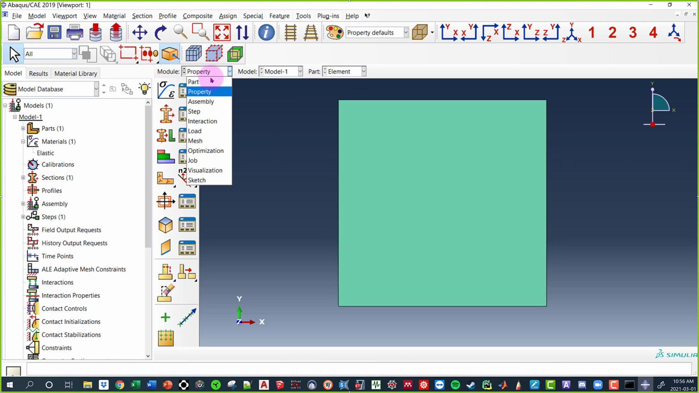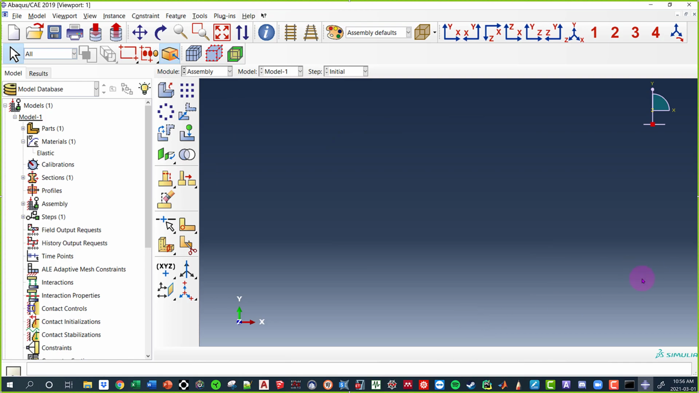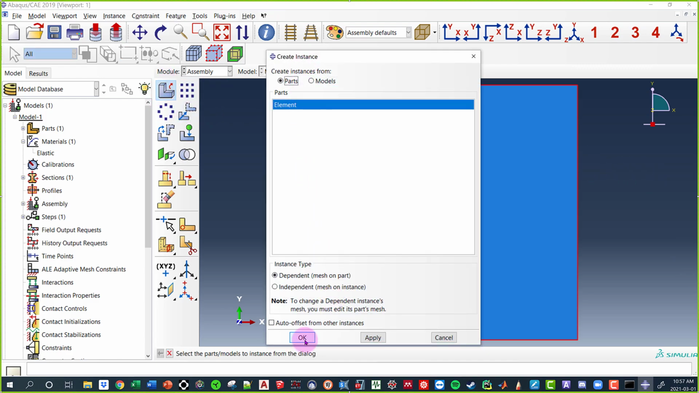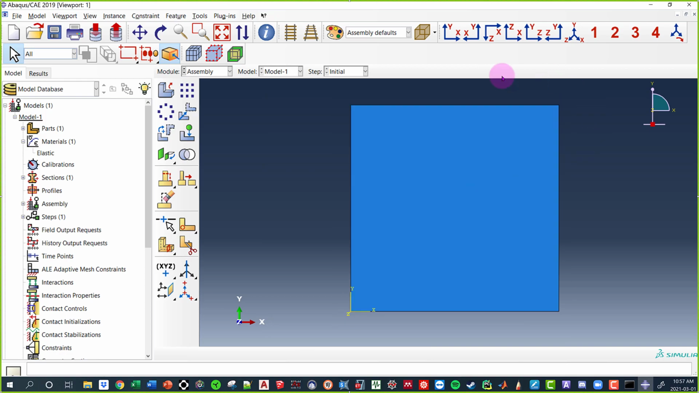So after property, I go down to assembly. So again, this is what ABAQUS is really analyzing, this space right here. And right now there is no space. So we're going to bring in our element. So I'm going to import that instance. I'm going to go OK. And now I have my element in the modeling space.